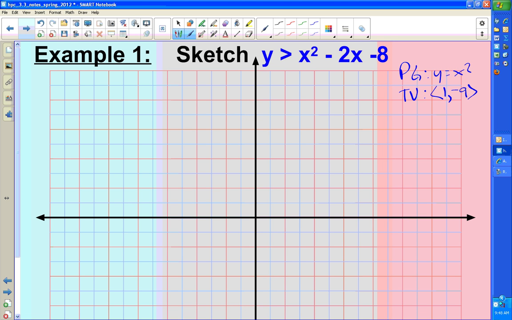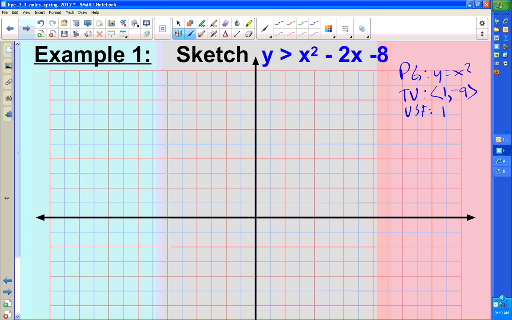That's your translation vector or your vertex. What's the vertical stretch factor? 1. Now, last period, there were kids who said, can't we just factor this to find the roots? Yes, you can. But I don't really care about the roots in terms of graphing this inequality. I have to have the vertex. If the roots are nice, pretty factorable roots, that's great, but I'm going to get them anyway.